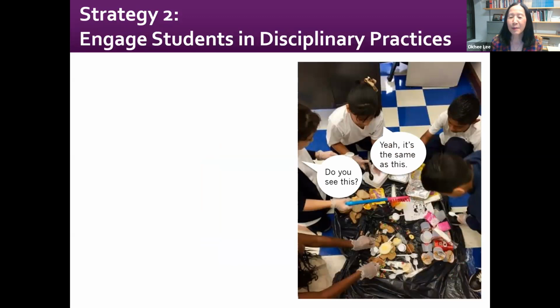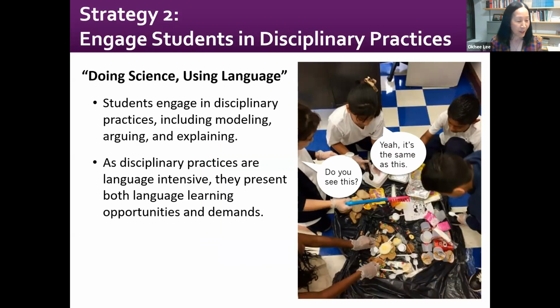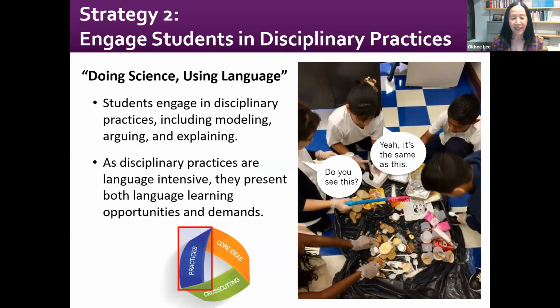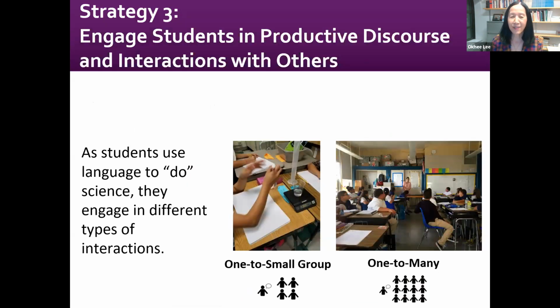All right. Then they engage in disparate practices. Do you see that? And they're doing the patterns, and they are looking at the properties of matter. Doing science, they're actually using language because it's so essential. Just as someone said, it's so essential. So that is a strategy too. Actually, they are using language, and it's a language strategy, as they are doing science. Practices are so important.